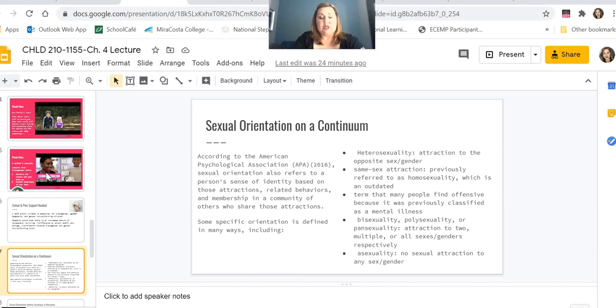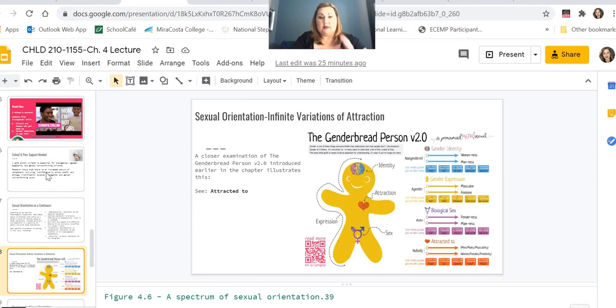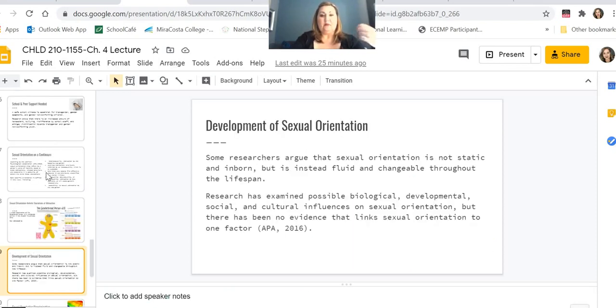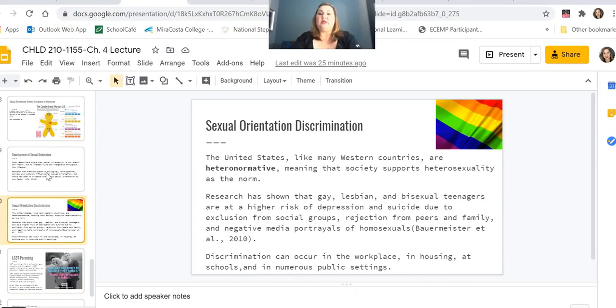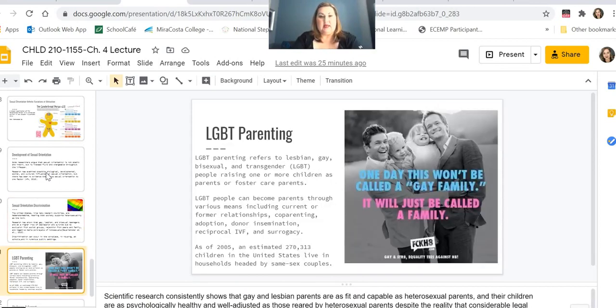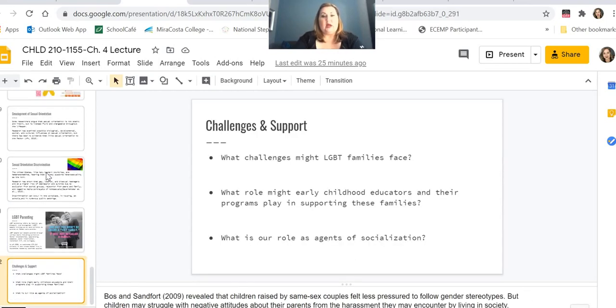The rest of the chapter will talk about sexual orientation. Again, talking about sexual orientation, how it's different from gender expression and identity, and development of sexual orientation, and then sexual orientation discrimination, and LGBT parenting. Some more information about that. So then there's some questions at the end of the chapter that I want you to ask yourselves.